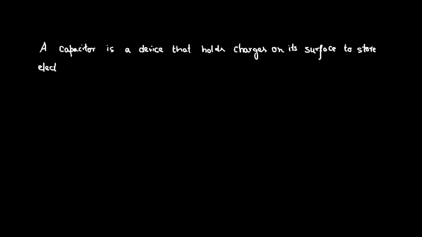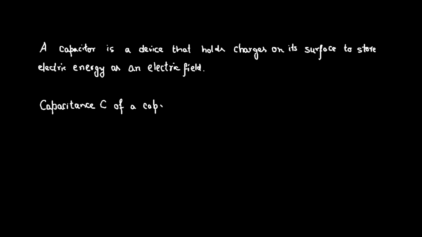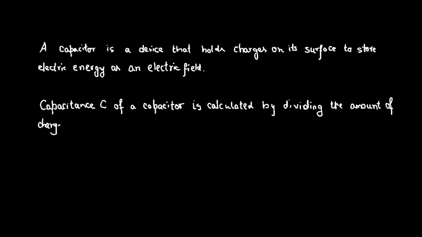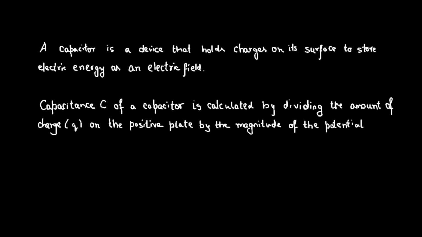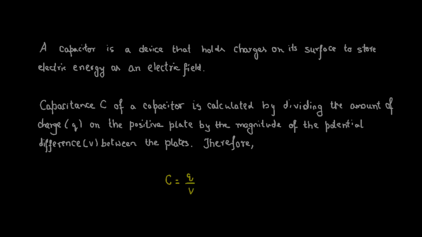A capacitor is a device that holds charges on its surface to store electric energy as an electric field. Capacitance C of a capacitor is calculated by dividing the amount of charge Q on the positive plate by the magnitude of the potential difference V between the plates. Therefore, C is equal to Q over V.